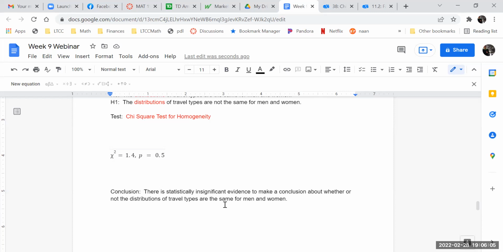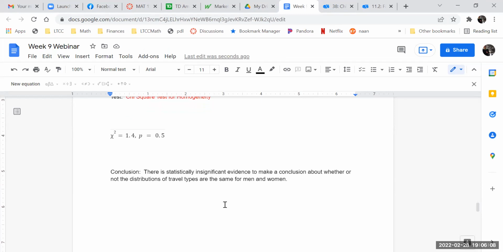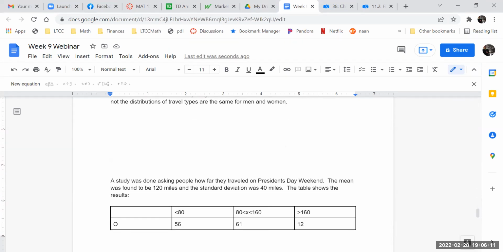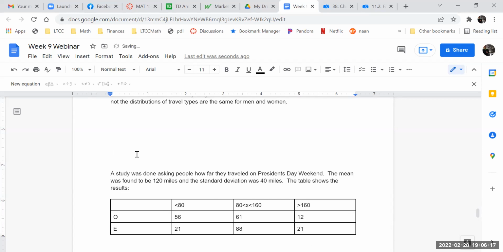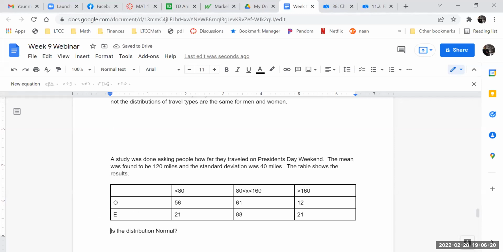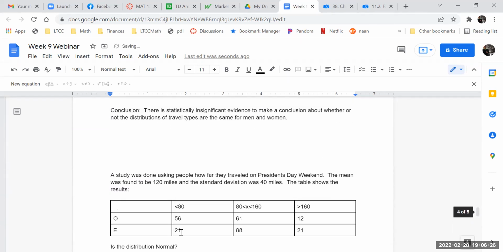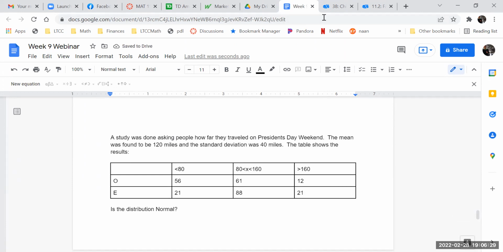Okay, so we've now seen 3 kinds of tests. Let's do one more example. Okay, so here's the example. A study was done asking people how far they traveled on President's Day weekend. The mean was found to be 120 miles, and the standard deviation was 40 miles. The table shows the results.